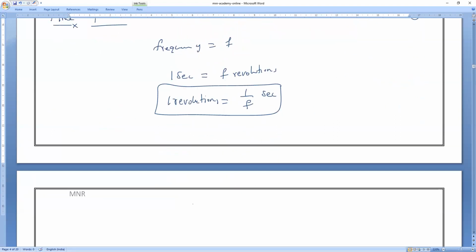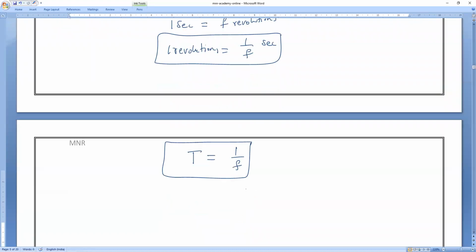So the time taken to complete one revolution, what we used to call it as time period, is equal to 1 by frequency. Clear? Understood or not? So time period is equal to 1 by F. This is not a new relation to us, an old relation only.